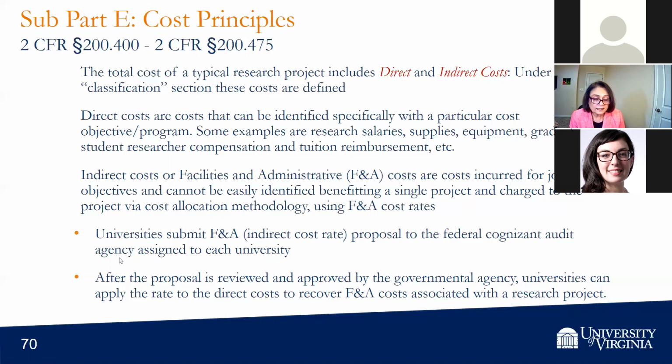So the F&A costs are allocated to all research projects through a cost allocation methodology, which is called the indirect cost rate proposal that we submit to the federal agency that is assigned to review it. They review and approve it, and then we apply the indirect costs or F&A costs through that allocation methodology. The Federal Cognizant Audit Agency for indirect costs is DHHS for UVA.